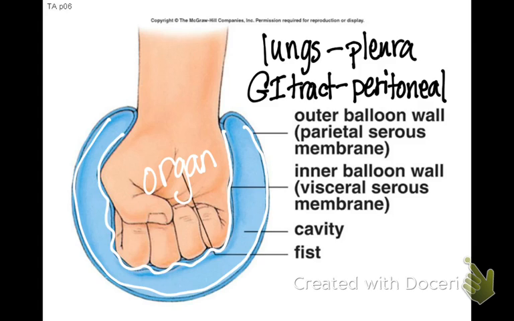So the pleural space is the space in between those two membranes, where you have the serous fluid, which acts as the lubricant, so that when you take a breath in and your lungs expand, they have to be able to slide smoothly around inside of the chest cavity.